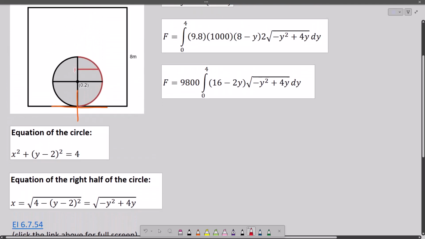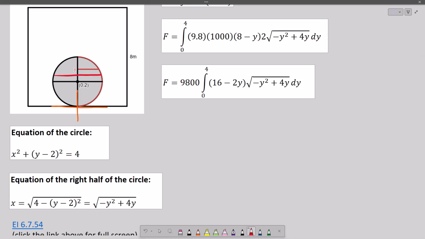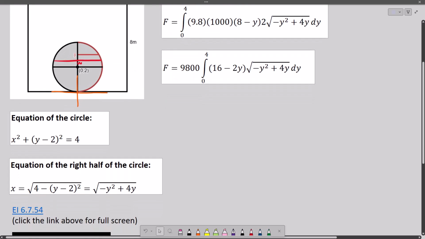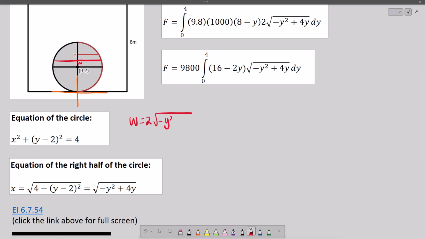So if we are going to go all the way across here, all the way across is w, what are we going to do to that x there? Double it. So that's what we're going to do to get to w. All right, so let's just write that down first. So w will be 2 times the square root. So that will be w.